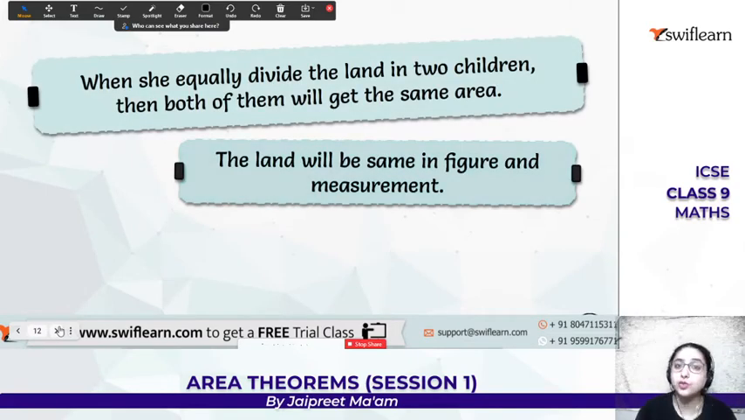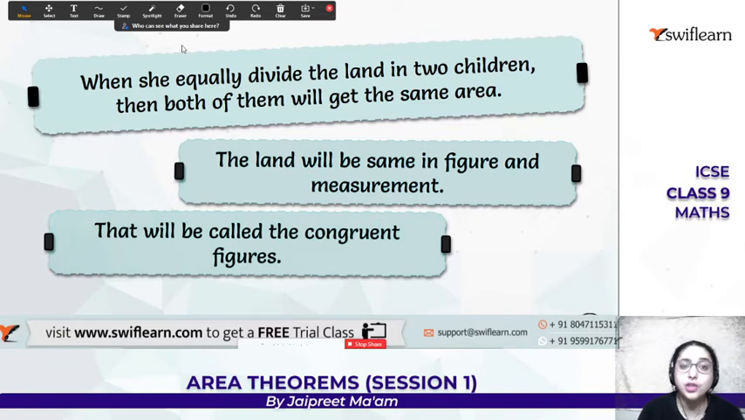Now let's go back to the granny who is confused about how to equally divide the area of the land, and she has found the solution that she has to find the area of the whole land first, then she can equally divide the land. When she equally divides the land between her two children, both of them will get the same area. The land will be the same in figure and measurement. When we divide any figure into two parts after finding the area, the figure will be the same and the measurement will be the same.